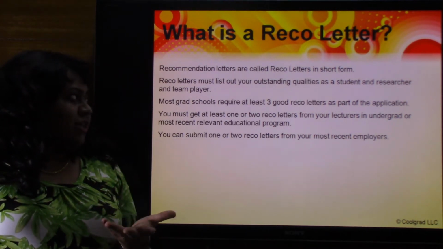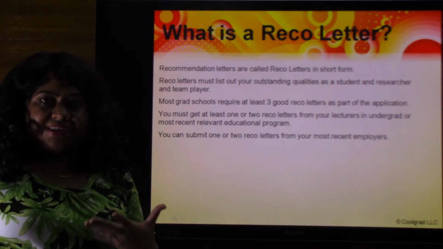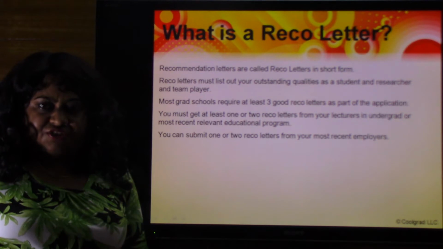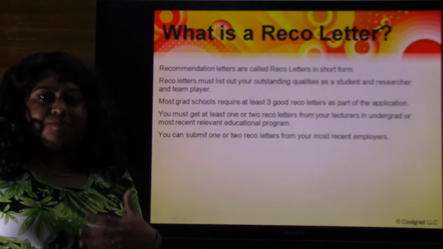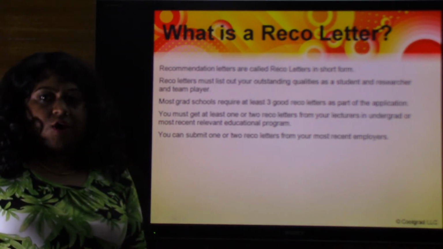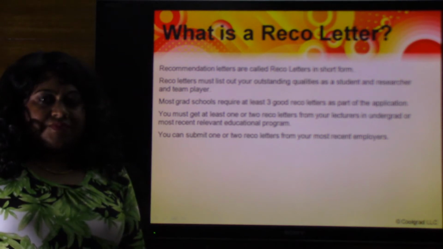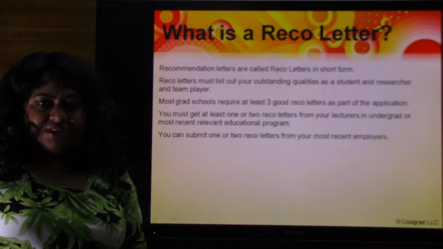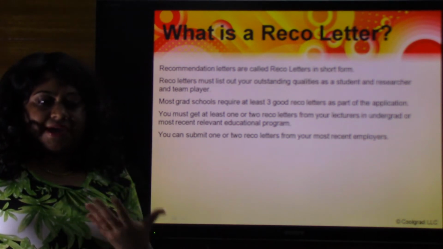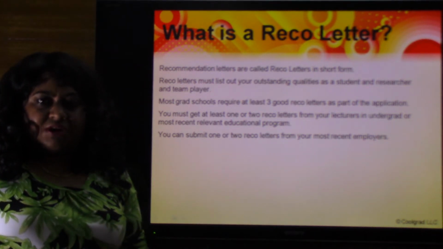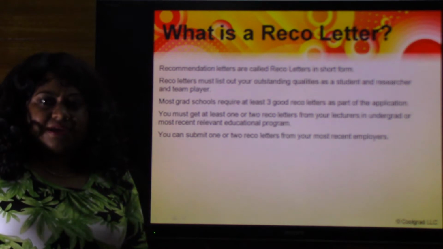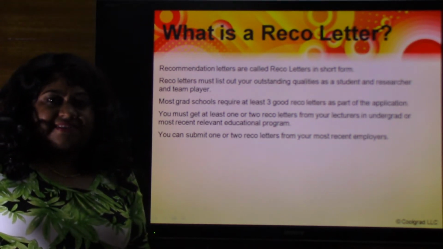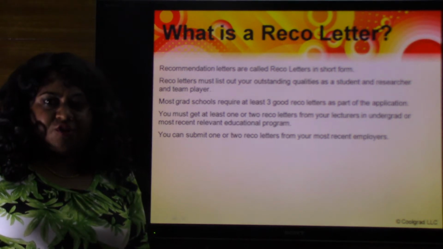A Reco letter must list out your outstanding qualities as a researcher, a student, and a potential faculty member or a great employee. It should be a one-page document, usually not more than 2 pages, that lists out your academic background, the projects you've worked on, the research you've performed, and your qualities as a team player, as an asset to a university or an organization.